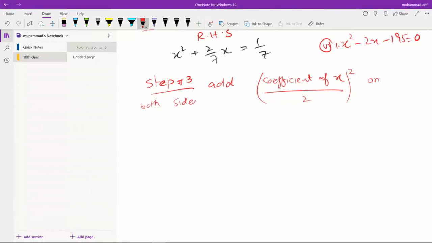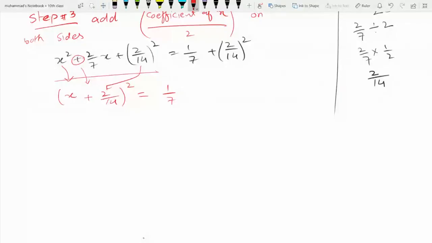Now, on the left hand side, we have a complete square. How? From here we take x, from here we take 2 by 14, and the sign we use from here, and the whole square equals 1 by 7 plus what is the square of 2 by 14? Yes, 2 squared is 4 and 14 squared is 196.